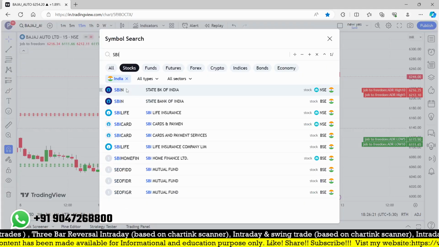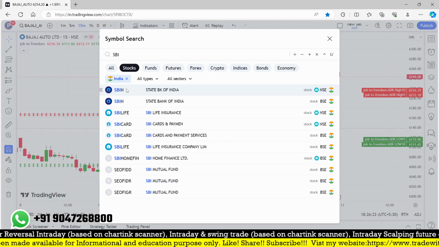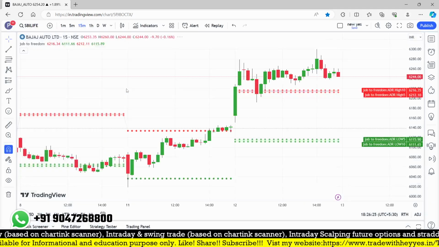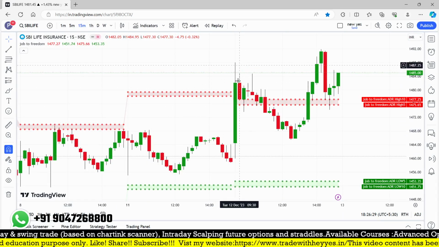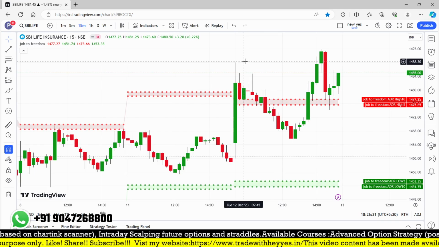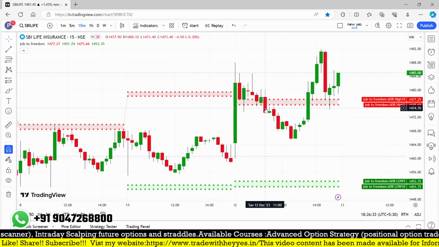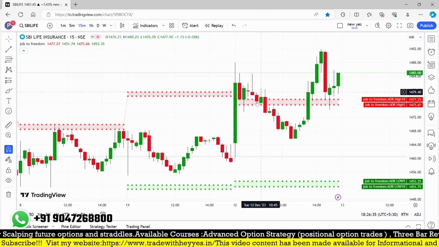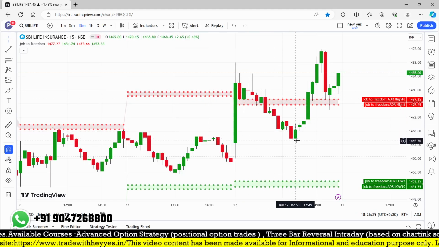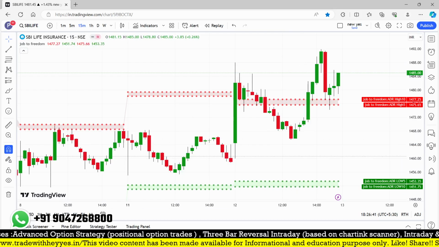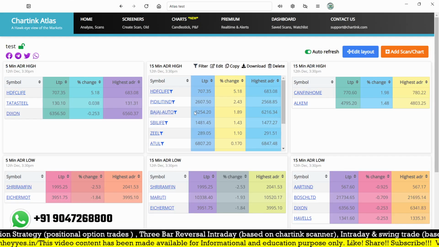And SBI Life also I saw, but it was a huge gap up candle, so I ignored it, but the high is not broken till now. That means we don't get any breakout opportunity. Maybe here we find a reversal opportunity. It closed below the level, and if it breaks that level and moves down in 15 minutes. Okay, same like that, a lot of stocks, but one or two stocks.